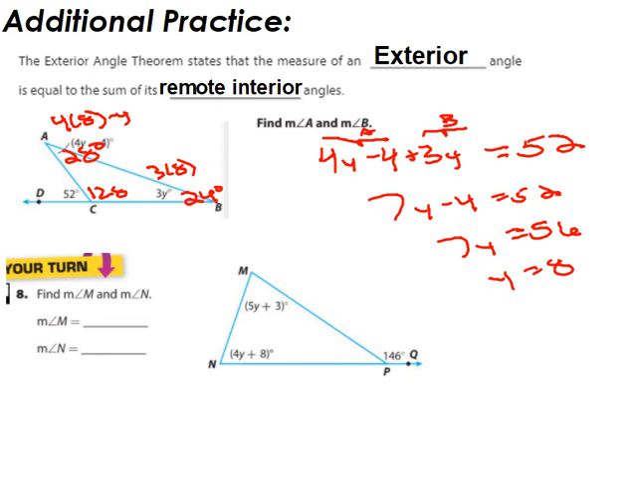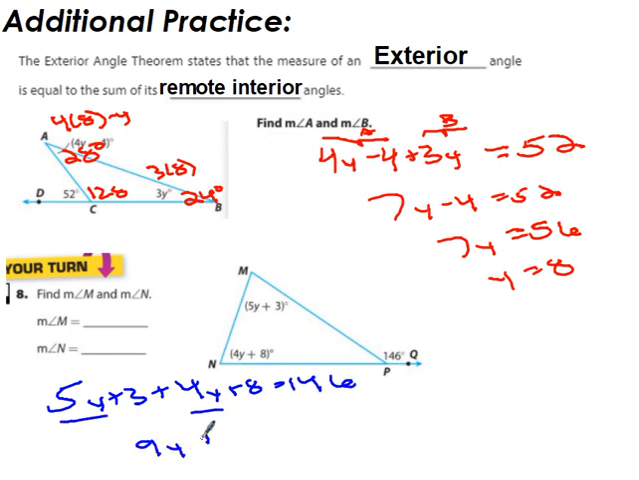Okay, so I know 146 is equal to the sum of these two angles, so 5y plus 3 plus 4y plus 8 equals 146. 5y and 4y make 9y plus 11 equals 146. Minus 11, I get 9y equals 135.